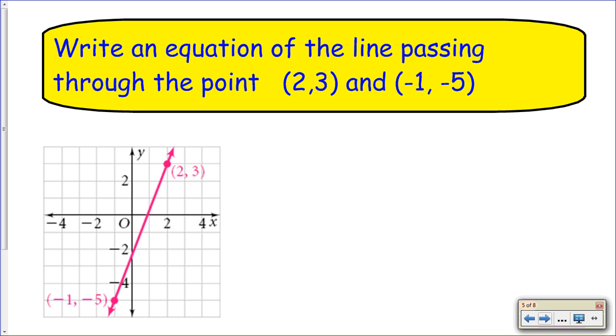All right, write an equation of a line passing through the points 2, 3 and -1, -5. And they drew a nice little graph here for us with the points on it. So if you're given a graph, you can use point slope to do it from a graph too. Of course, I know some of you are thinking, why wouldn't I just do slope-intercept? But this doesn't actually give you an intercept, so you can't do that.